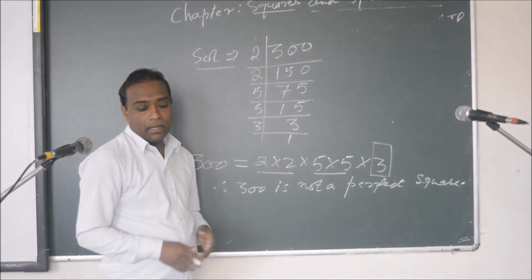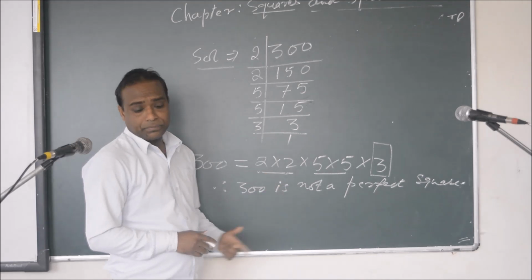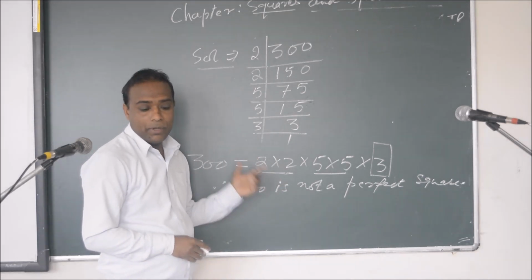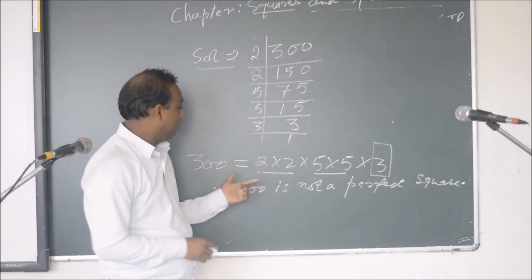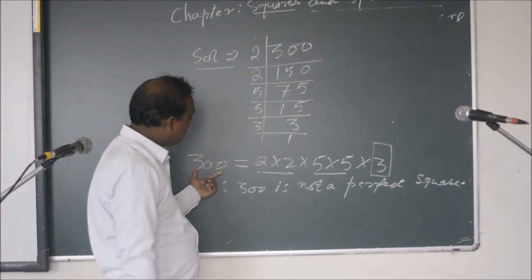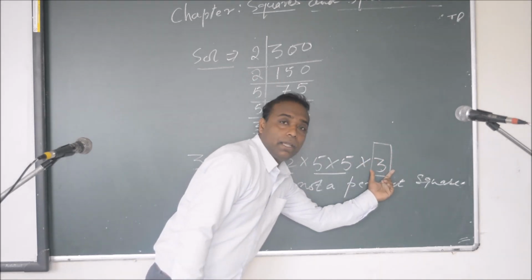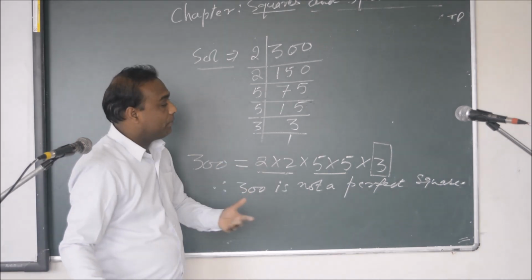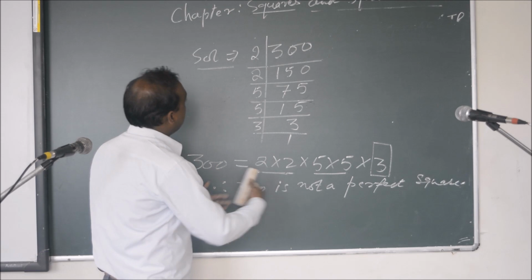Now the second part is there. If this is not a perfect square, you have to find out by which number this 300 should be multiplied. So we got 3 here. We have to multiply this 300 with this remaining number 3, and then check, to make it a perfect square. So let's do the other part. This was the first part. Now the next part.